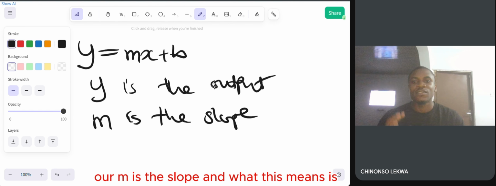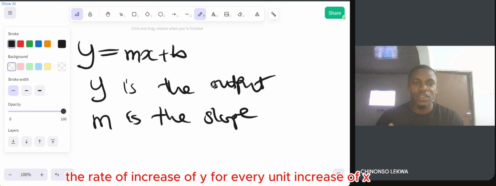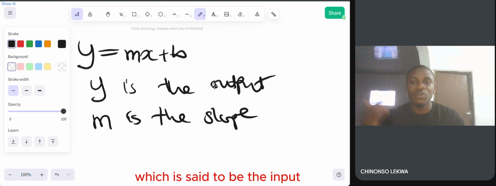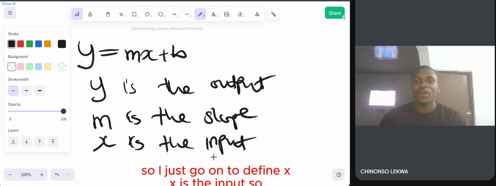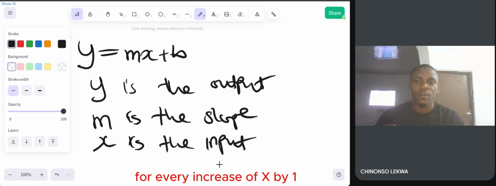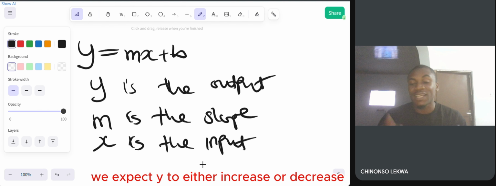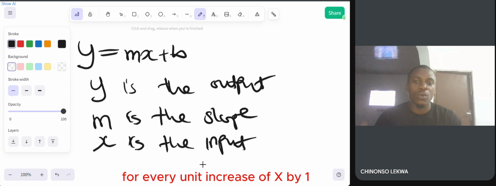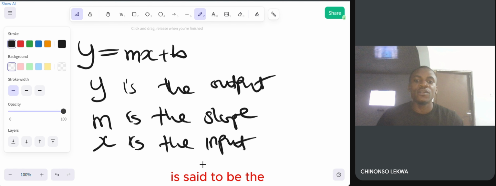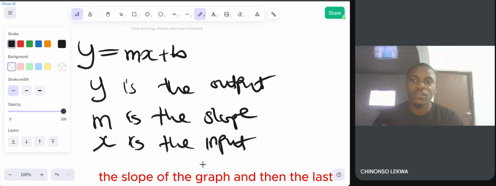And what this means is the rate of increase of y for every unit increase of x. In other words, x is the input. So for every increase of x by 1, we expect y to either increase or decrease. That rate at which y increases or decreases for every unit increase of x by 1 is said to be the slope of the graph.